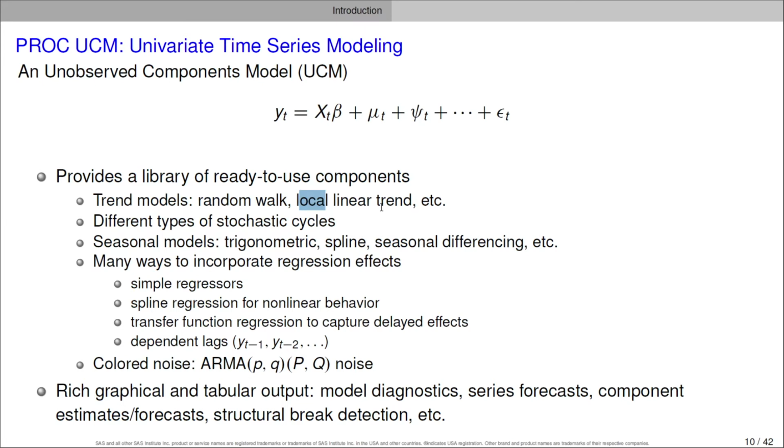It also offers many ways to incorporate regression effects. For example, spline regression for nonlinear behavior and transfer regression to capture delayed effects. That means the effects associated with lagged regression values. Finally, you can incorporate more general components such as ARMA noise. Usually, a simple white noise term is used, but you can also incorporate more complex noise patterns. It of course provides very rich output that I mentioned earlier.